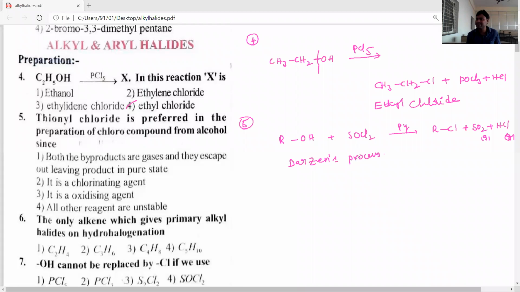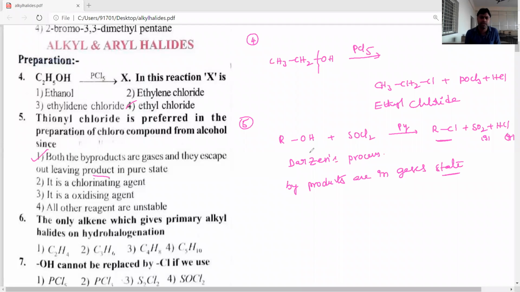So this reaction is the best method for the preparation of alkyl chlorides because the byproducts are in the gaseous state. If the byproducts are in the gaseous state, they will come out easily. They escape very easily because they are gases. We get only pure products. So both the byproducts are in the gaseous state. They can escape out, leaving the product in pure state. So the answer is the first one.